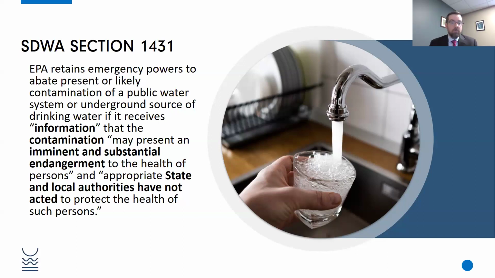But if those public water supplies or sources of drinking water are not protected, then EPA can step in using this emergency authority. EPA has to receive information that contamination may present imminent and substantial endangerment to the health of persons, and that state and local authorities have not acted. So that means there are two pieces here. There has to be contamination that is endangering the public health, and there has to be a lack of action by the state to actually protect public health.